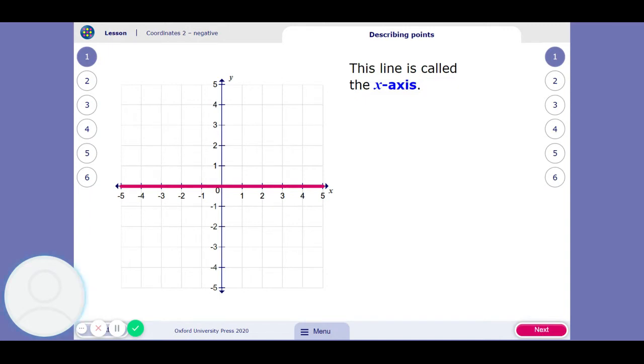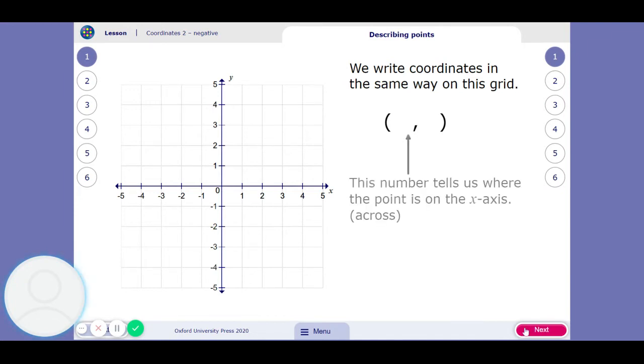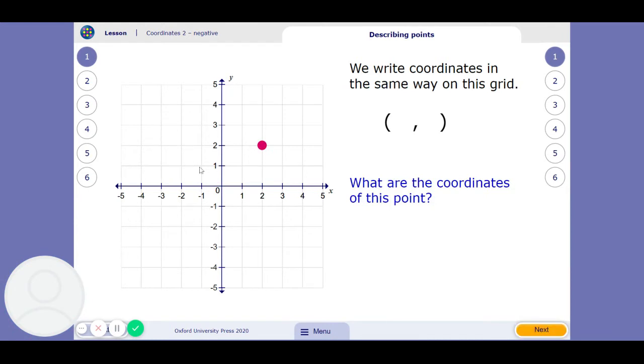Still got the x-axis. The negative part hasn't got a special name. It's still the x-axis, and you've got the y-axis that's still going up and down. And exact same rules apply for coordinates. So how far across and how far up or down. Origin's in the center now instead of the corner. And we want to know the coordinates for this. So it's 2 across and 2 up. So it's going to be 2, 2.